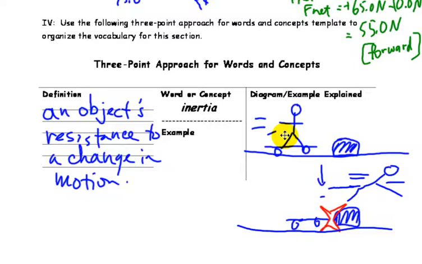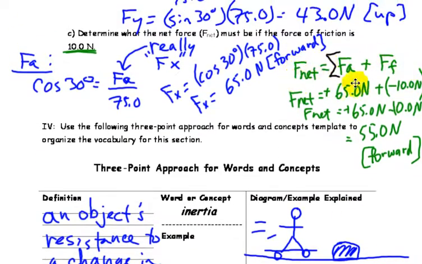Okay, so there we have it. This whole booklet dealt with inertia, looking at friction, looking at figuring out Fnet when we have friction and an applied force. Okay, we'll see you again.